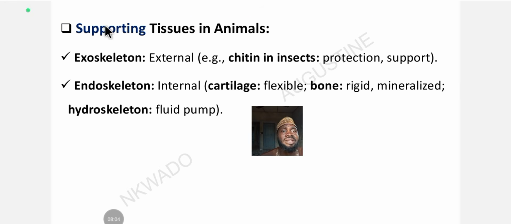Now let's look at the supporting tissue in animals. Under the supporting tissue in animals, we have the exoskeleton and we also have the endoskeleton. The exoskeleton means, as I told you, anything exo means external. It is an external skeleton.